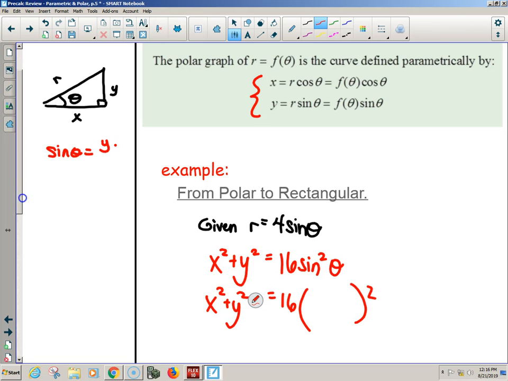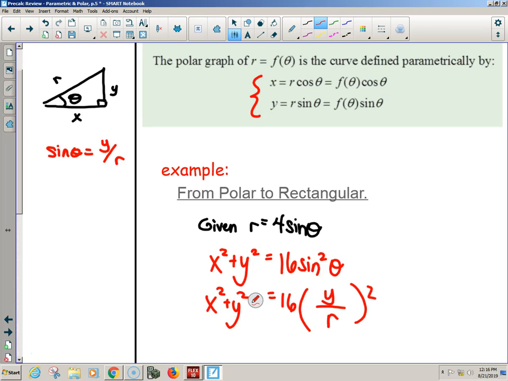Opposite over? SOHCAHTOA. Tangent is opposite over adjacent. Sine is opposite over hypotenuse. Oh, so I can replace sine of theta with y over r. Wait a minute, if I was replacing sine of theta with y over r, maybe I should have done that way back here before. Well, okay, there's lots of different methods to doing this.